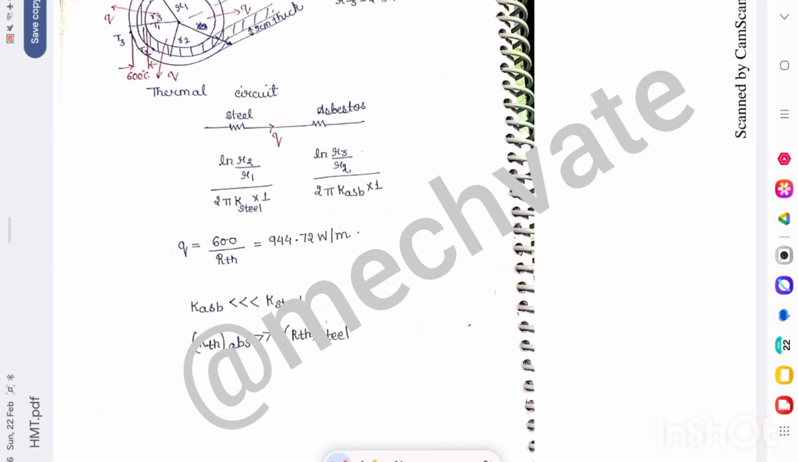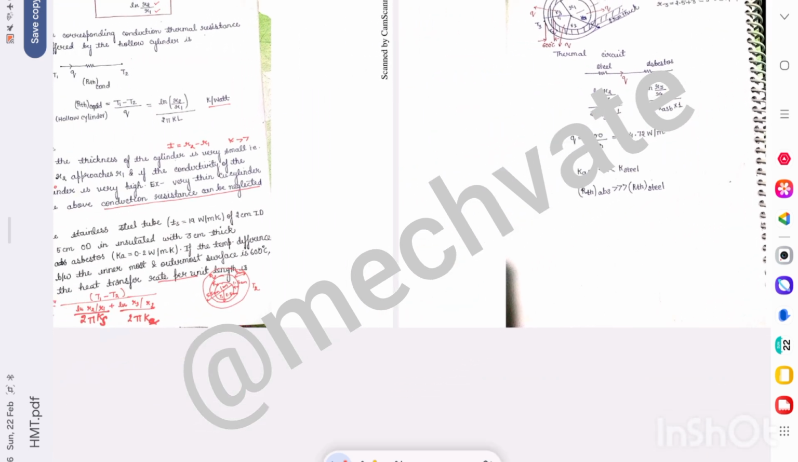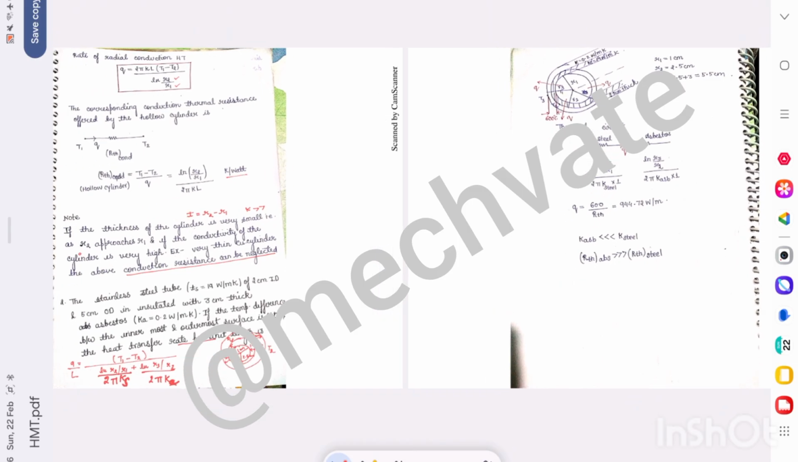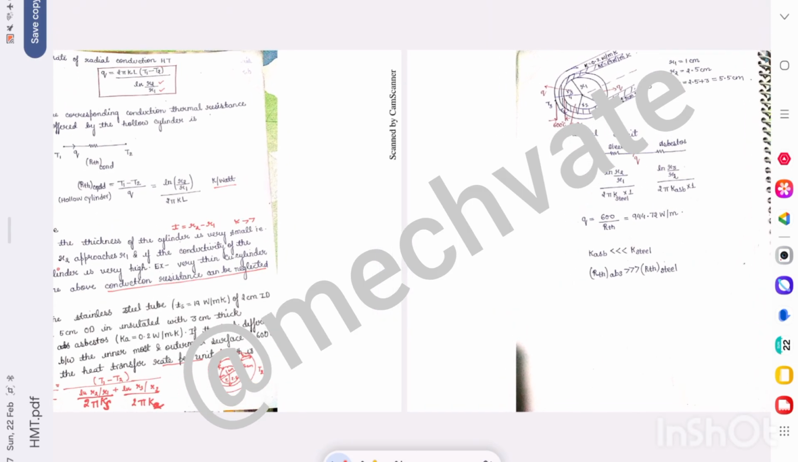So if K of steel is very much greater than the K value of asbestos, we can neglect the resistance of asbestos.